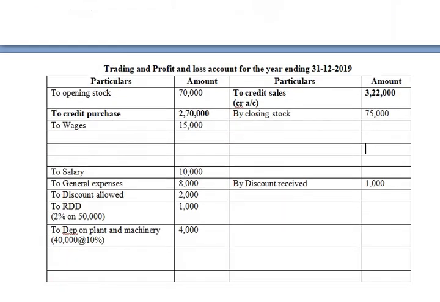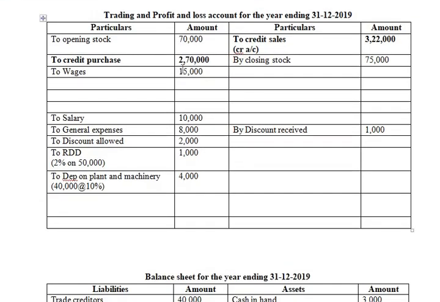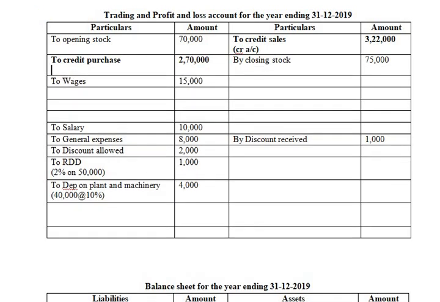Let's close the next two accounts, that is the trading and profit and loss account and the balance sheet. Let's close the trading account first. Here we have also brought down credit sales. We have brought down the balance of credit purchase from the debtors account and creditors account. Credit purchase is nothing but the balance from the debtors account. You need not write this, but I am writing it just for your information.